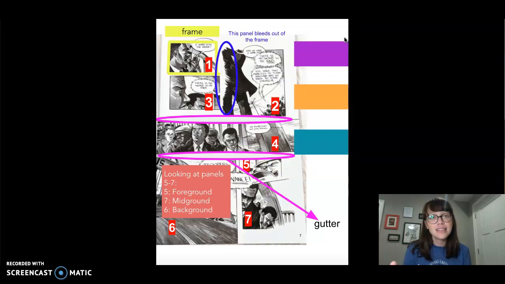You also have the cityscape in the back, and so you could, if you wanted to, look at just one panel and describe and analyze the foreground, midground, and background of just one panel and not a collection of panels.